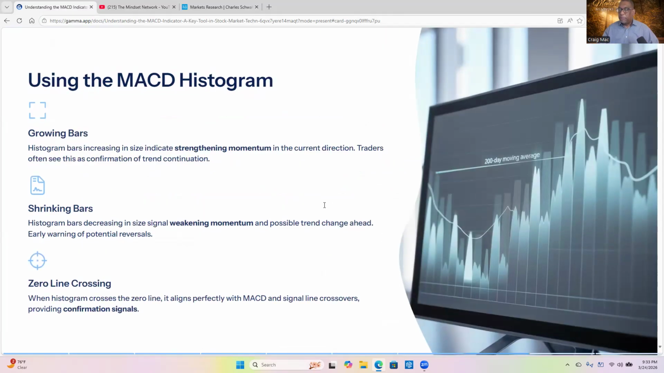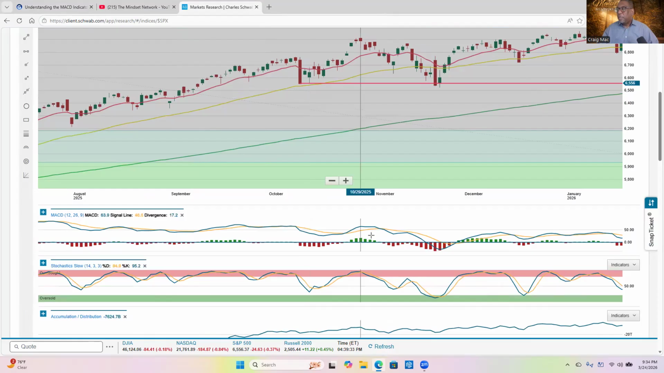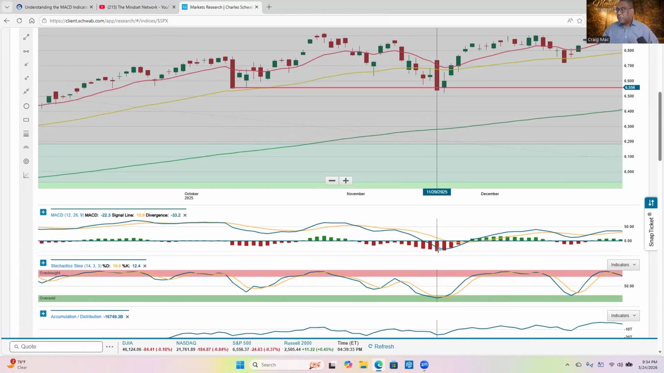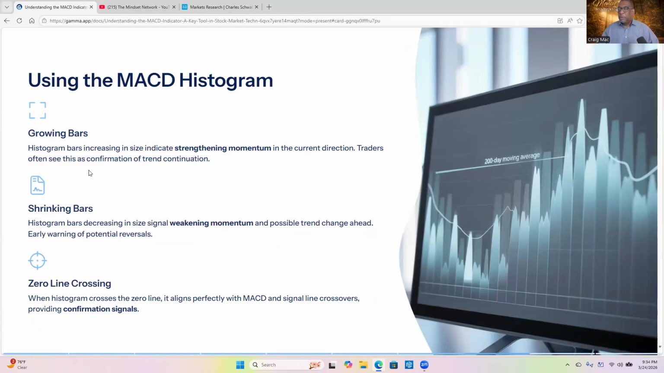Using the histogram, those are the bars that I was referring to. Let me go back and show you. That's these bars here. This is the histogram. Those are the bars that I was referring to. Growing bars means an increase in strengthening momentum. That could be bullish or bearish. Shrinking bars, decreasing in size, mean weakening momentum and a possible trend change.